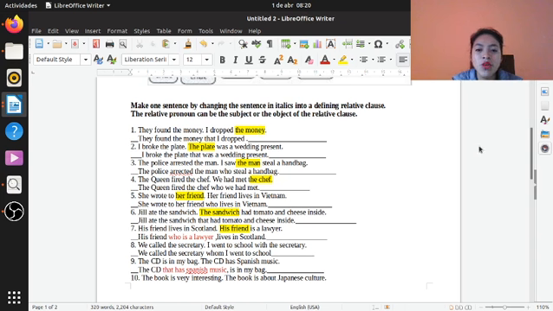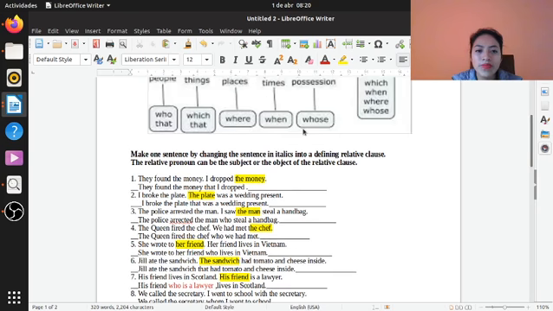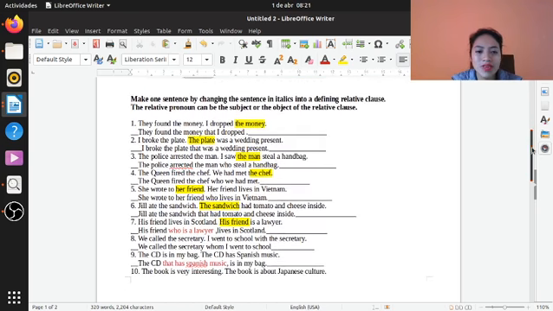Which relative pronoun do we have to use? We use that or which, right? In this case, we are going to use that, okay? They found the money that I dropped. That's it. We don't have to use the money again because we have the relative pronoun that, okay?